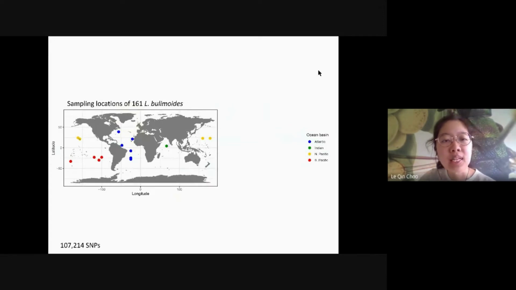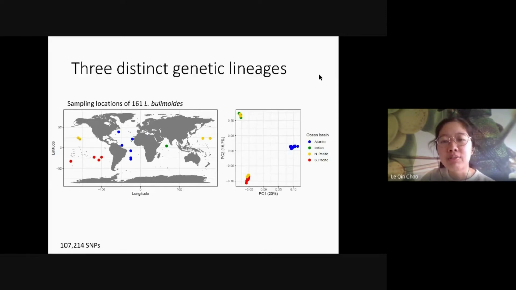So we had a global data set of 161 individuals of Limacina bullimoides spread across 4 ocean basins, such as the Atlantic, Indian, North and South Pacific. We then did a PCA plot as shown over here and found that there are 3 distinct genetic lineages. There's one lineage that is composed of only Atlantic individuals, another lineage that is composed of Indian and North Pacific specimens, and the third lineage has North and South Pacific specimens.